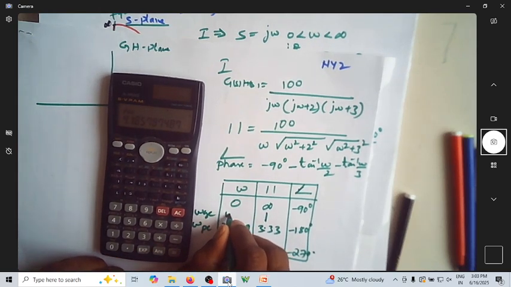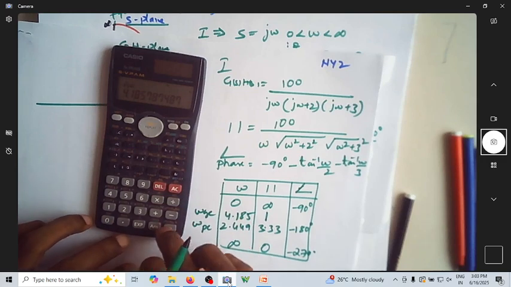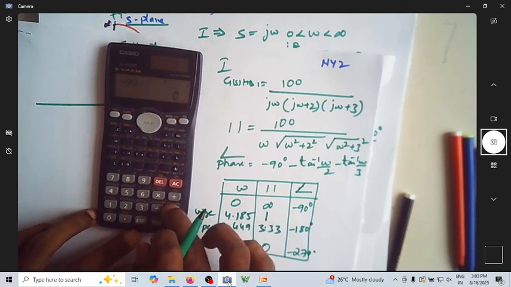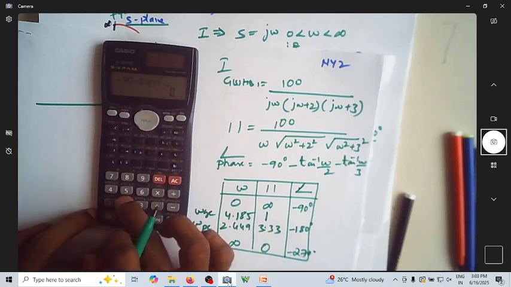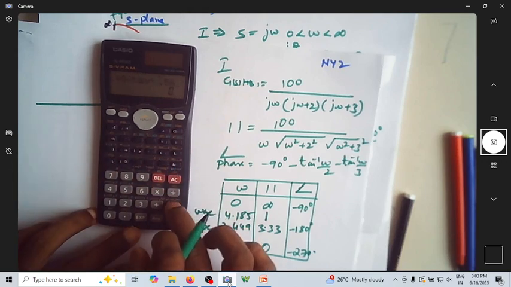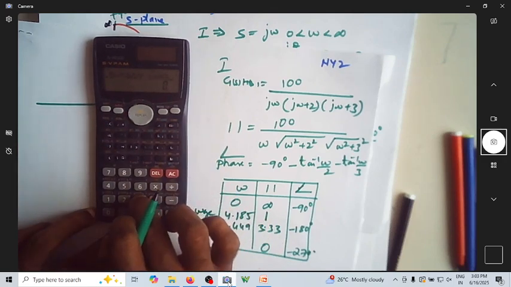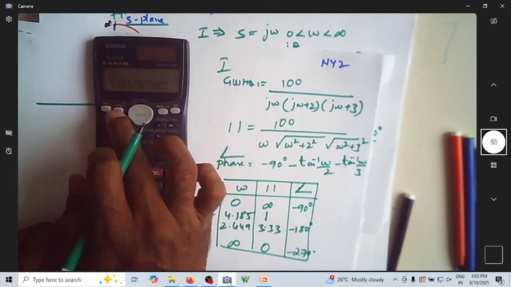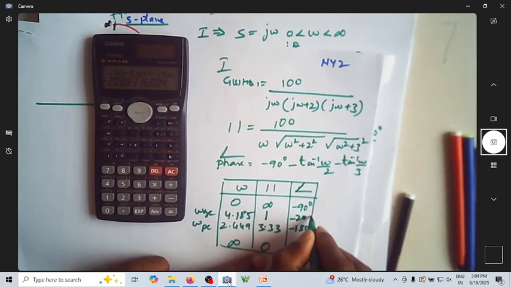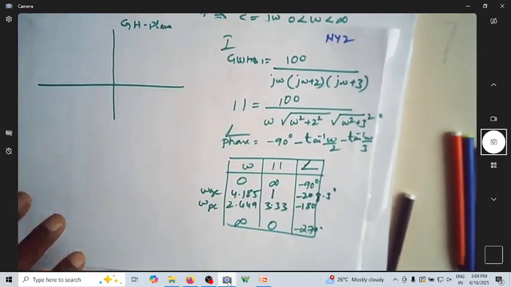So it is 4.185. So at this 4.185, let me find out, it is minus 90 minus tan inverse of 0.5 alpha a minus tan inverse of alpha a divided by 3. Calculate for 4.185. The phase is minus 208.3 degrees. So now I have all these points which are critical.